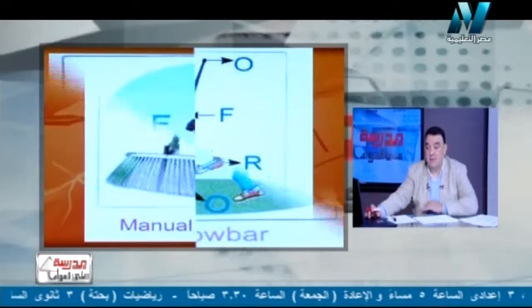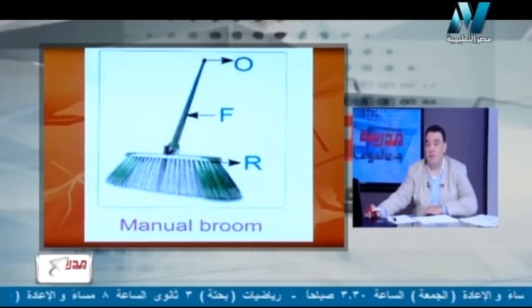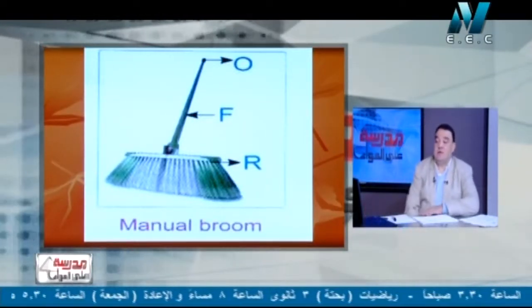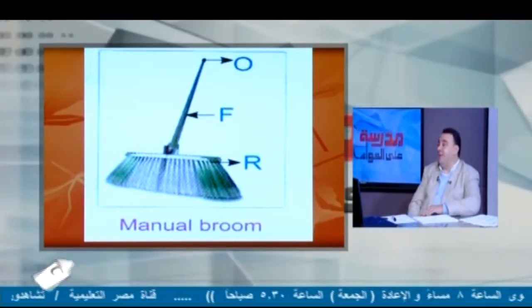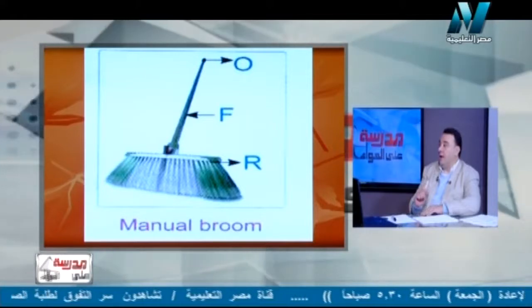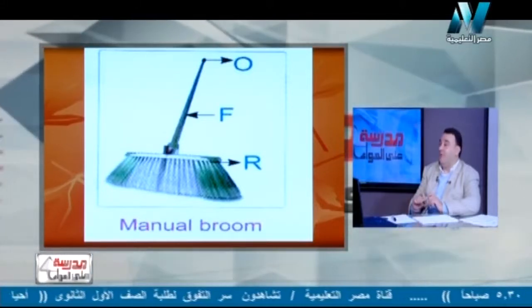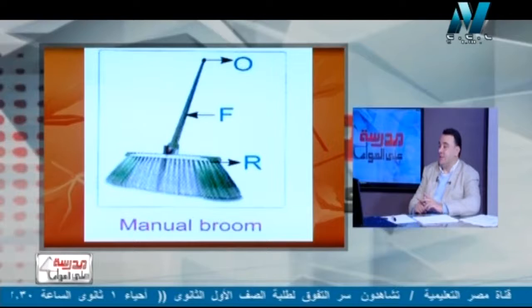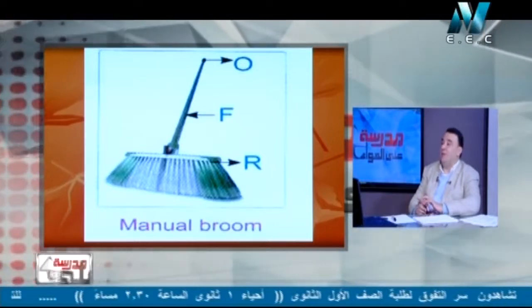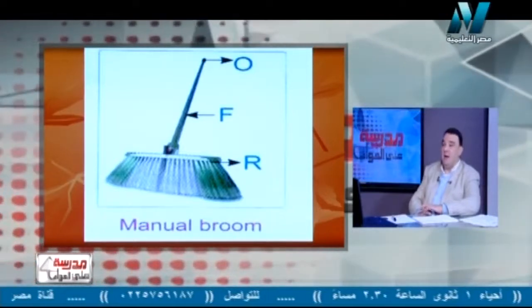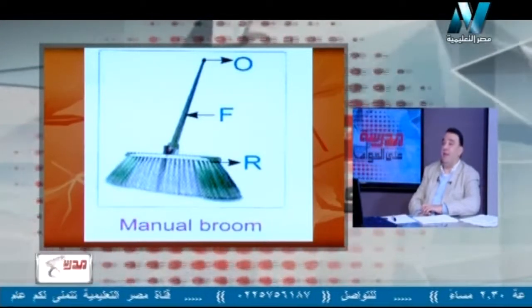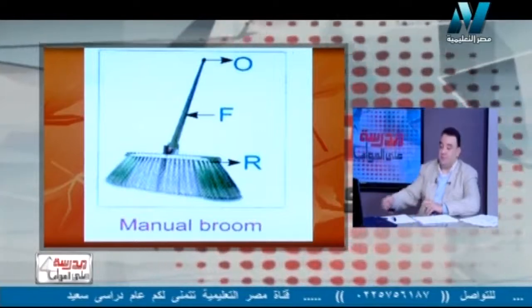Another example is a manual broom. The manual broom is considered what? Let us see. It has what in the middle? It has F in the middle between O and R. It has F in the middle between fulcrum O and resistance force. So surely the manual broom is a third class lever. Why? Because it has F in the middle between O and R.